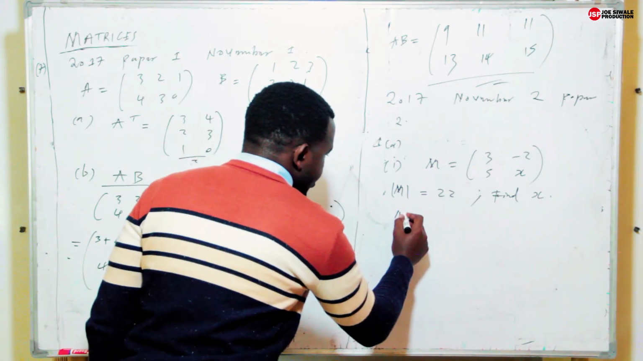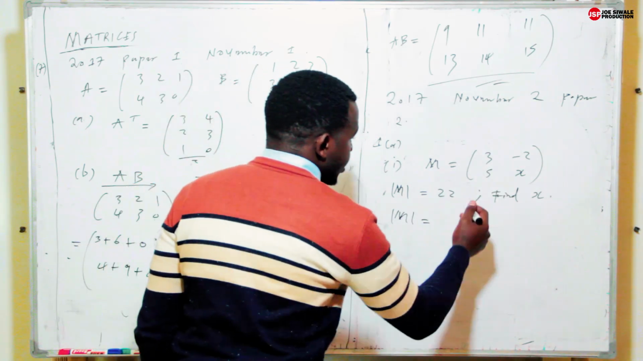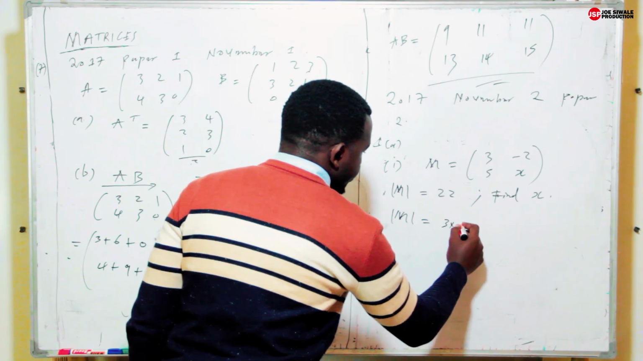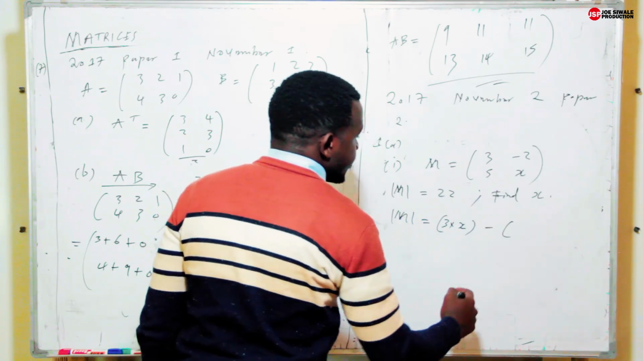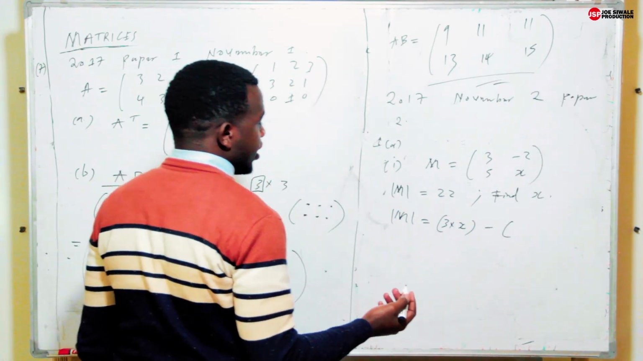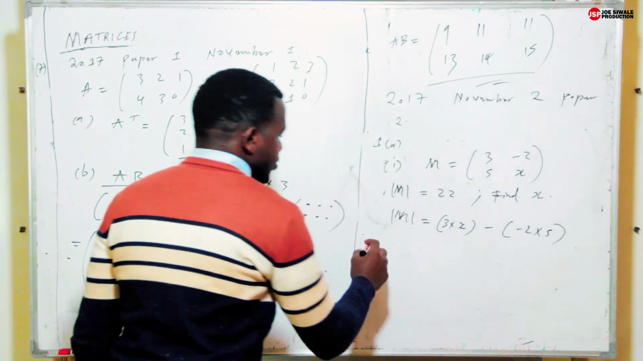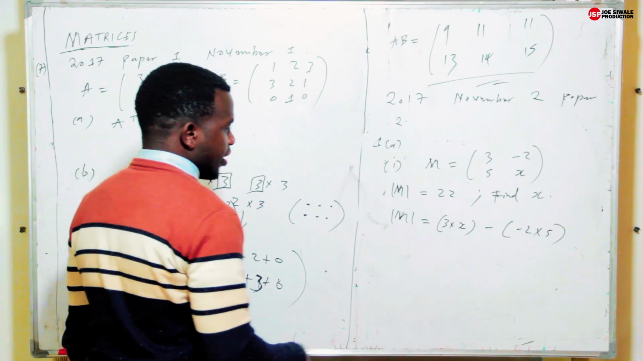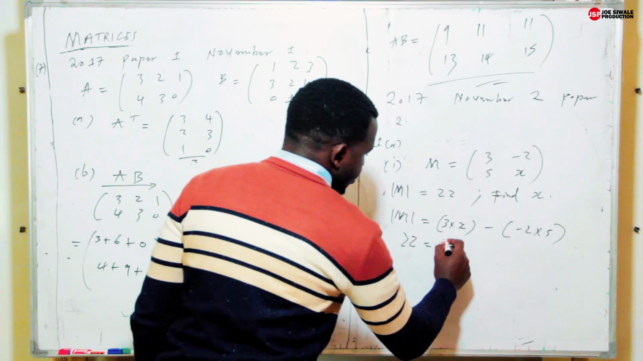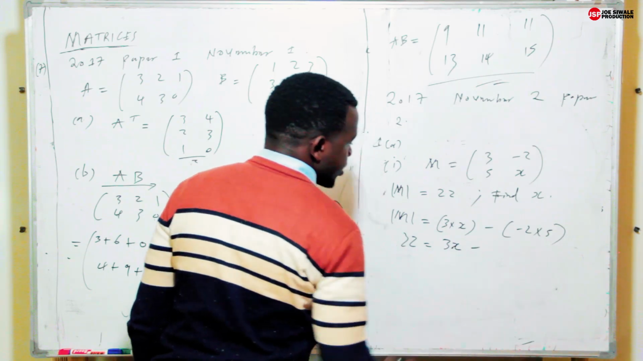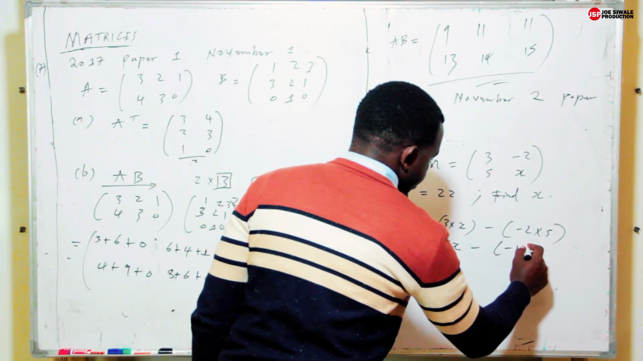So for us to calculate the determinant, we're going to multiply the elements in the leading diagonal. So we're going to say 3 multiplied by x, minus -2 multiplied by 5 as elements in the trailing diagonal. So we know that our determinant of M, 22, is equal to 3 multiplied by x, that's 3x, then minus -2 multiplied by 5, I'm going to have -10.